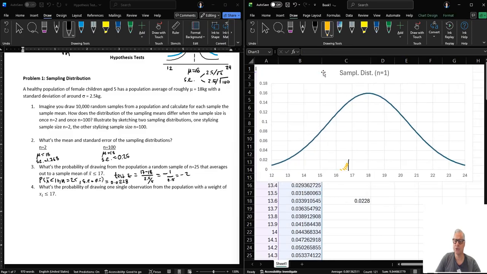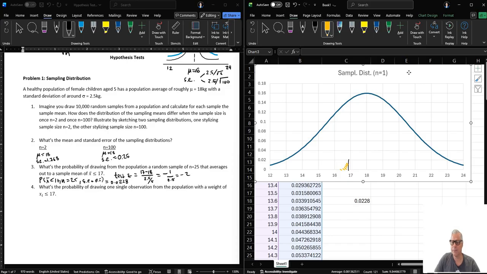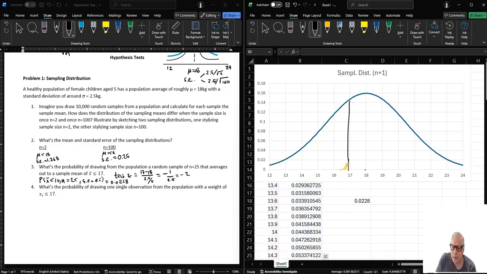Well, and now you see that our 17, actually a good example. So now our 17 in a population where the mean is 18 and the population standard deviation is 2.5, well, that has obviously a much higher probability, right? So now we are interested in this area here to the left. So how do we calculate that?